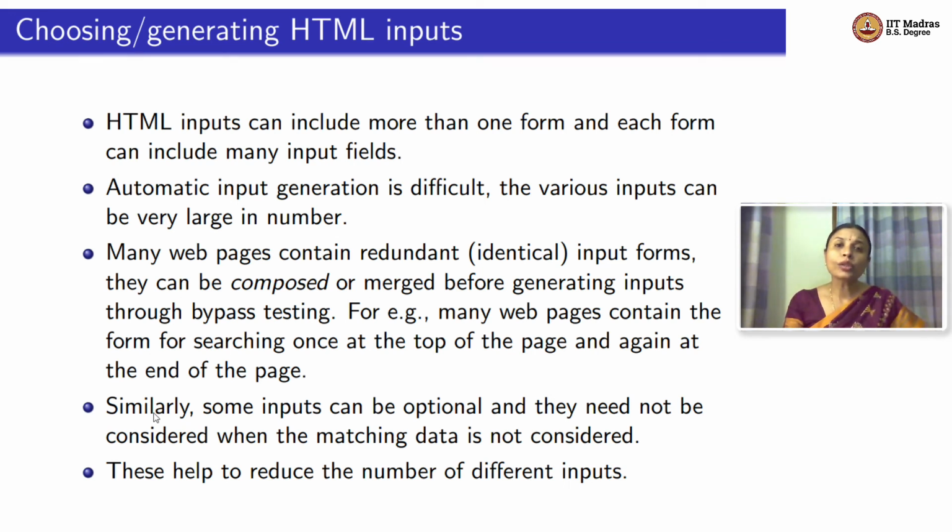Now I have to choose HTML inputs or generate HTML inputs using bypass testing. We just saw that they can be forms or links, and a form can have many input fields, right? Like we saw, it has name, age, version to purchase. Sometimes you type in an address, sometimes you type in a CAPTCHA. So many different kinds of forms can be there. If I have to automatically generate all inputs to these forms, then it's obvious that the inputs can be very large in number. The minute I say name, it can be anybody's name, right? So how do I exhaustively generate inputs?